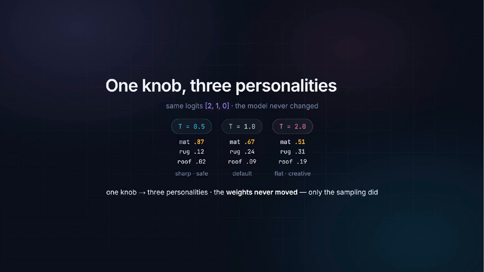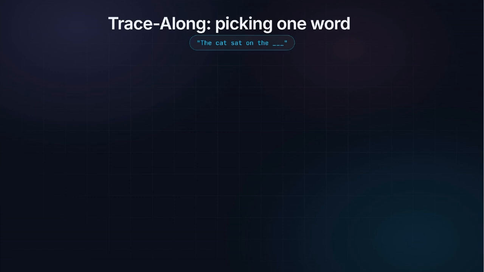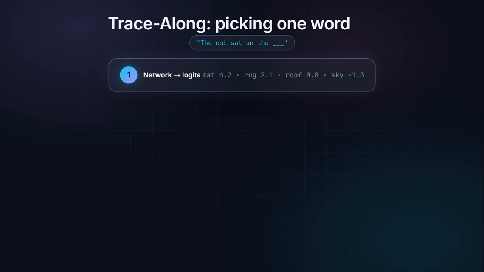Let's trace one real next word, end to end. The prompt: the cat sat on the... Step 1. The network produces logits: mat 4.2, rug 2.1, roof 0.8, sky minus 1.3. Step 2, and this is the part we won't skip, apply temperature. At T equals 0.8, divide every logit by 0.8. Mat becomes 5.25, rug 2.63, roof 1, sky minus 1.63. Below 1, so the scores spread apart.